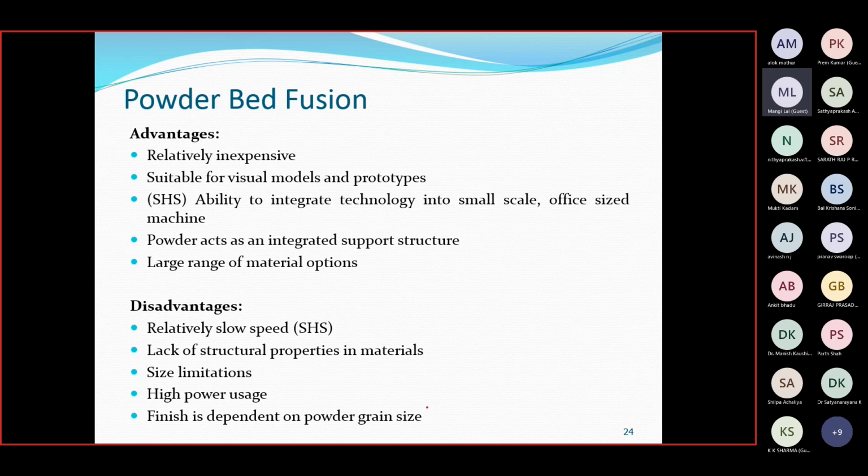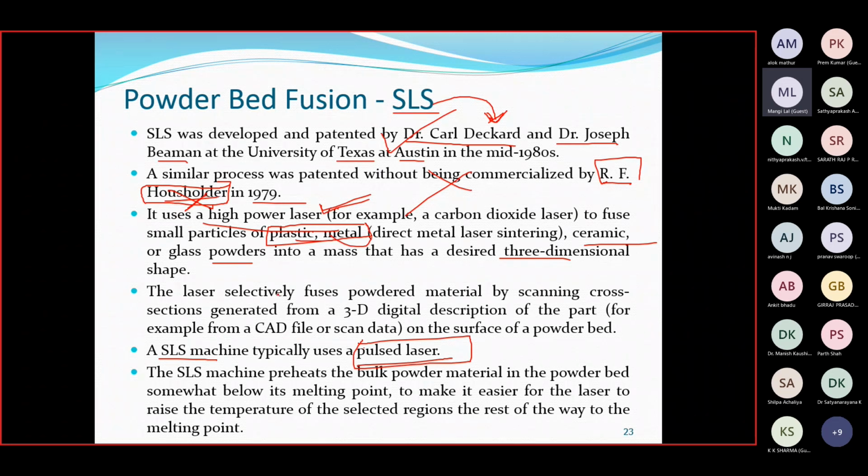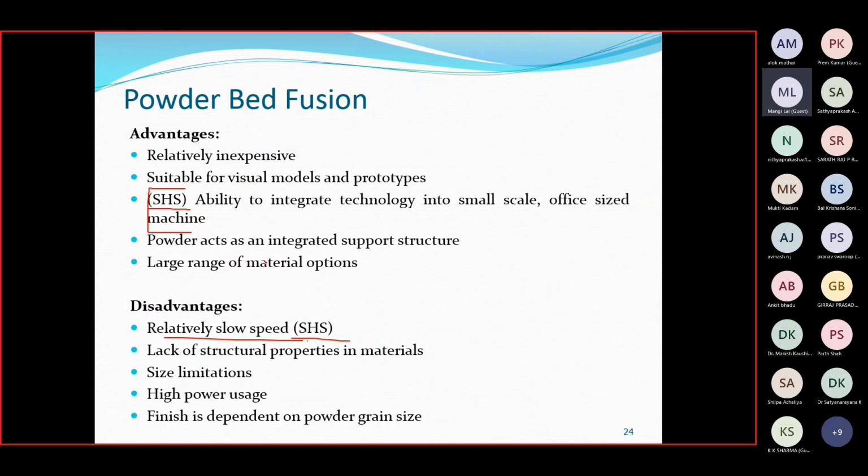SHS is a different sintering way, and it is a relatively slow process. There is the ability to integrate the technology into small scale, office size machines itself. That's why I told you it comes as desktop printers, very small size printers. So with this technology you can use it at your home also to print different kinds of 3D objects. And remember, since these are powders, you just need ceramic, glass, plastic and metal. All of these you can use as material to create your objects. So a large range of material options is available in this.